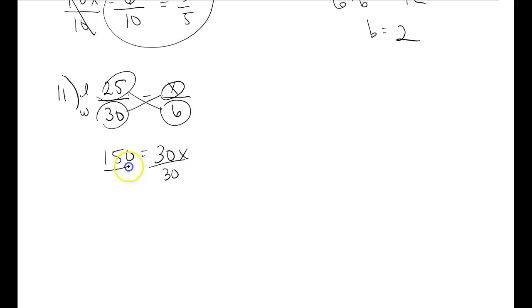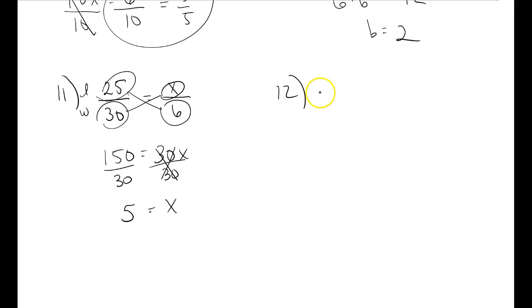Well, some of you may already know the answer. If you don't, just divide it off. And 150 divided by 30 is actually 5. And you could do that out to the side if you didn't know that, but the answer is going to be 5.